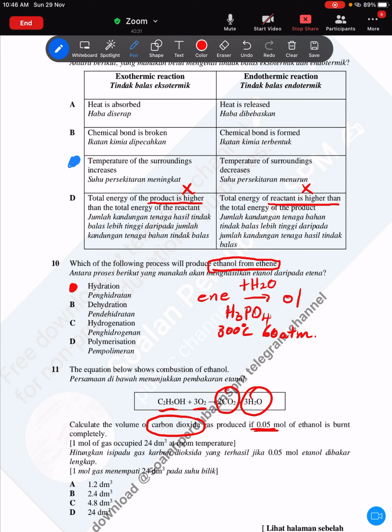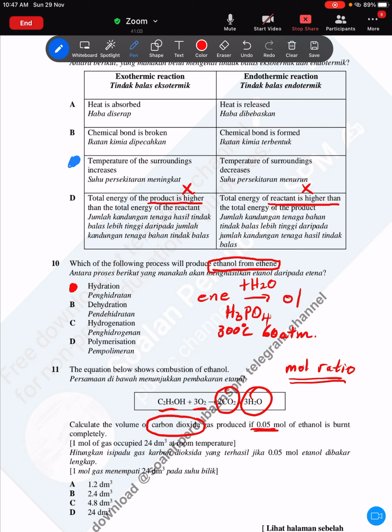Which method? I always suggest to my students which method to use for this kind of question. Baby, answer me, babies. Do you still remember mole ratio? Mole ratio? Yeah, we are going to do the mole ratio.